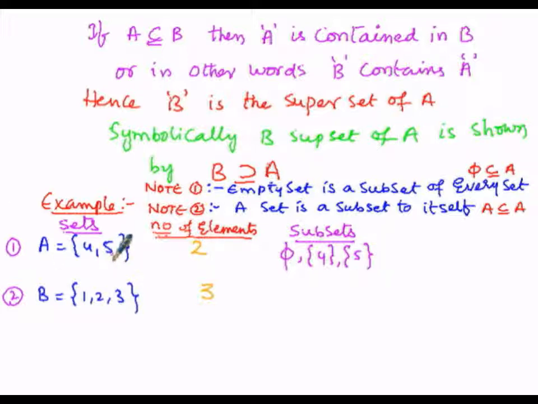It is also present here. Therefore, this is also a subset, comma, and then A itself, that is, A consisting of 4 comma 5. So A is a subset of A itself, according to note number 2. A set A is a subset of itself. A set is a subset of itself.